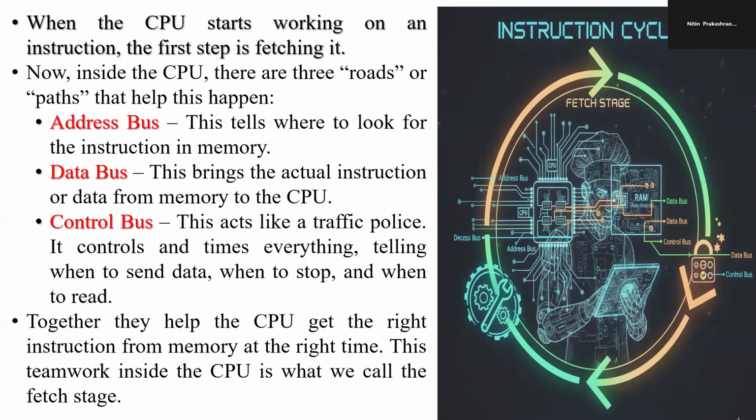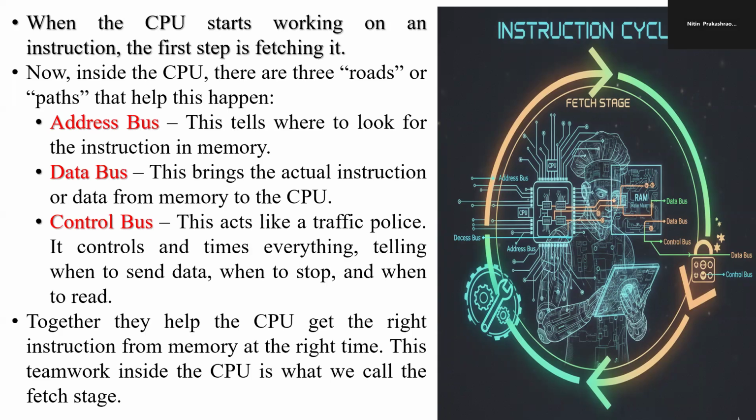To make this happen, three important roads inside the CPU work together. We call them buses. Let's compare them to real world delivery systems. First is the address bus. This is like the GPS or address tag that tells the CPU where to find the instruction in memory. Second is the data bus. This is the delivery truck that carries the actual instruction or data from memory to the CPU. And third is the control bus, which acts like a traffic police, directing when data can move, when it must stop, and when to read or write.